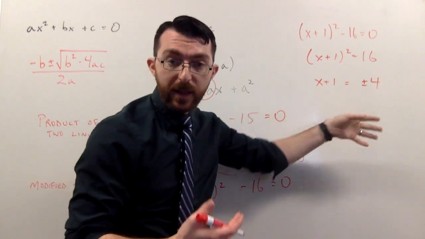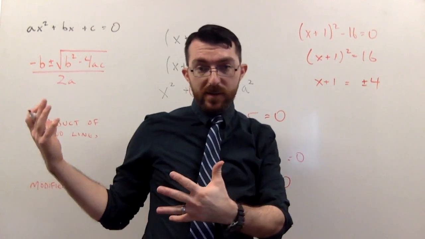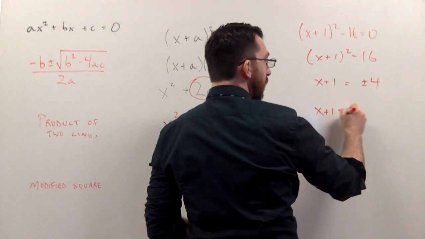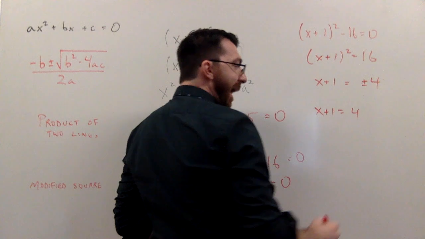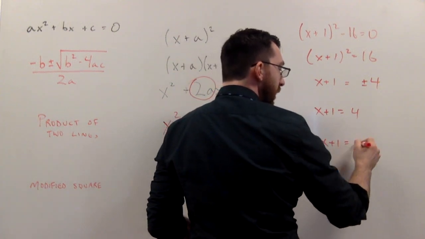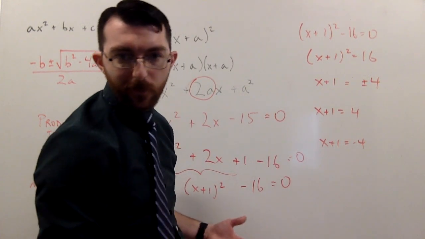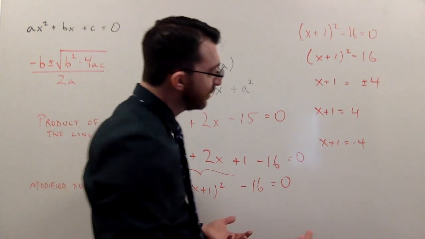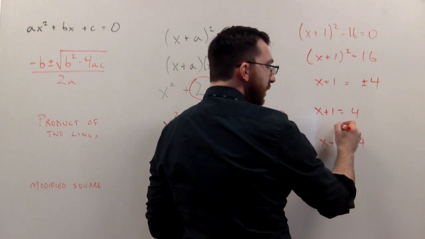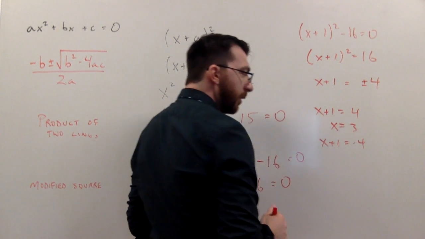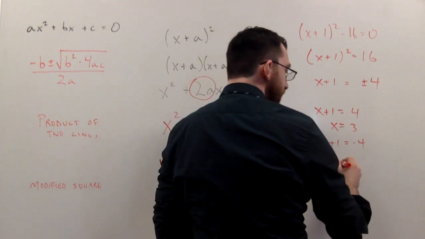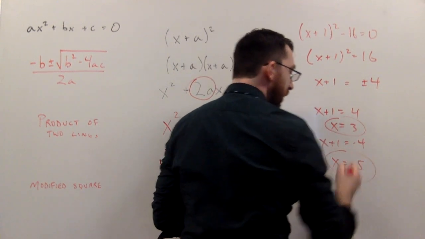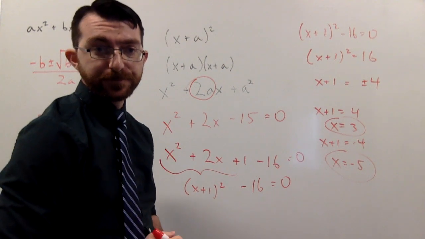Remember when we were solving absolute value equations earlier in the year? We're in that same situation now. We need to solve x plus 1 equals positive 4, and we need to solve x plus 1 equals negative 4. Both times, it's the same move. You just got to subtract 1. So subtract 1 from both sides, x equals 3. Subtract 1 from both sides, x equals negative 5. These are the two answers.